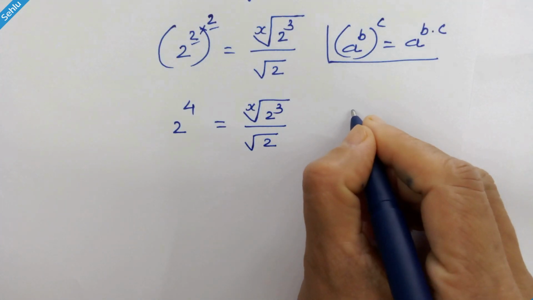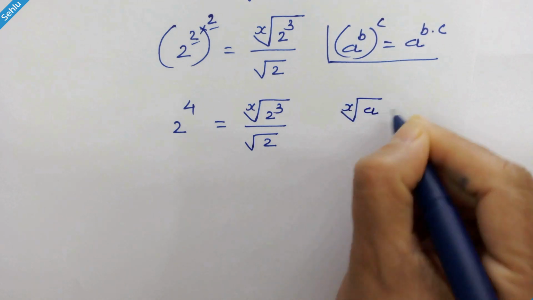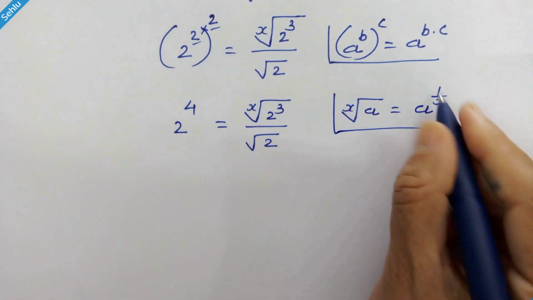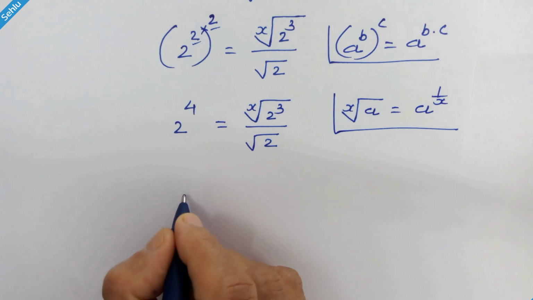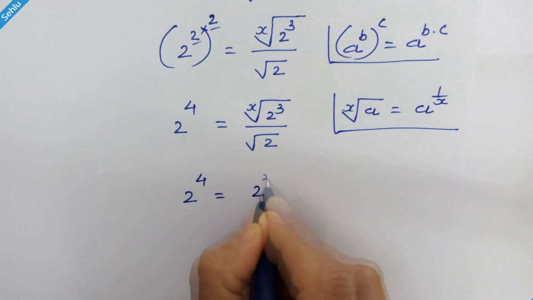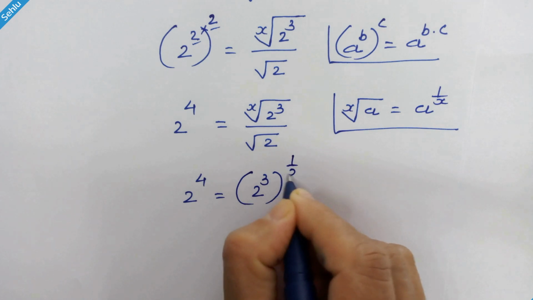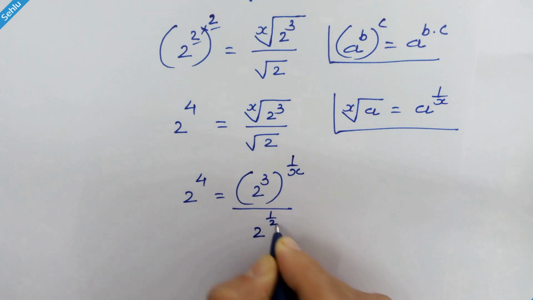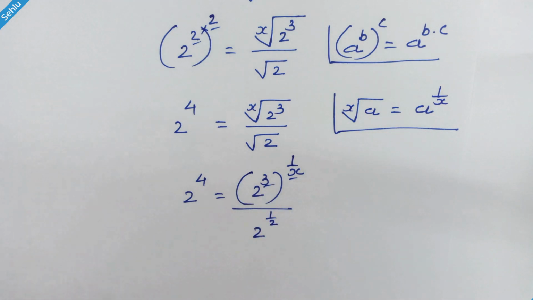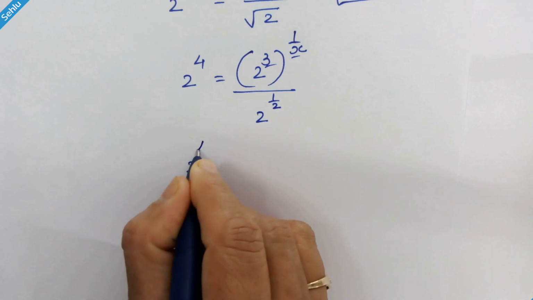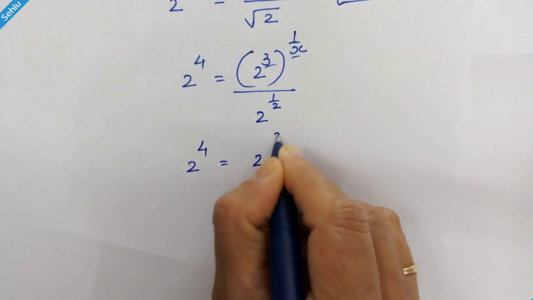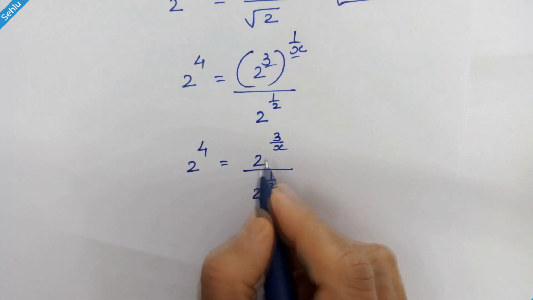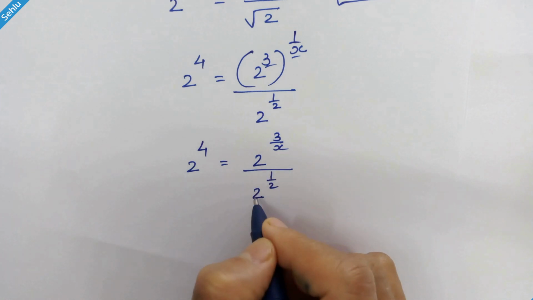Now in the next step, if we have x root of a, then it will be a raised to 1 upon x. So according to this rule, this part can be written as 2 cube whole raised to 1 upon x. Square root 2 can be written as 2 raised to 1 upon 2. Now we can multiply these two. So we have 2 raised to 4 is equal to 2 raised to 3 upon x upon 2 raised to 1 upon 2. In the numerator and denominator we have the same base.